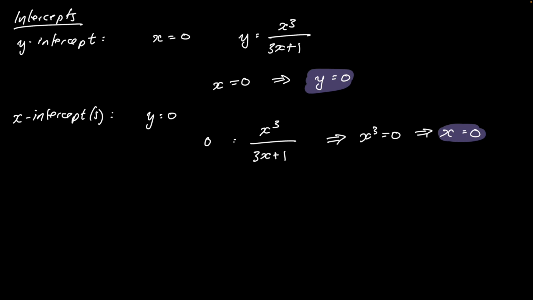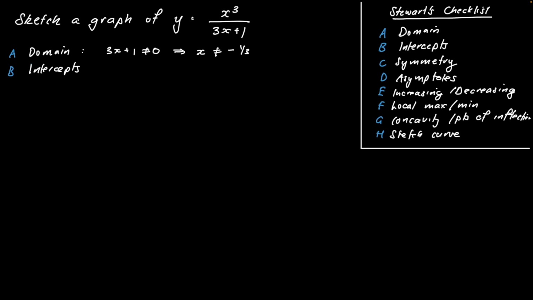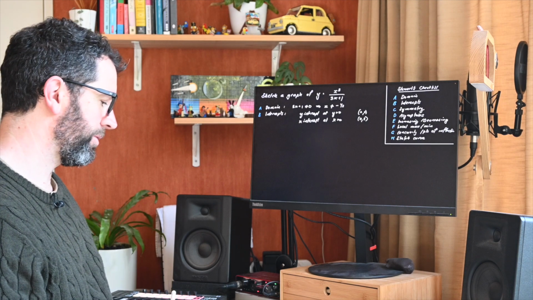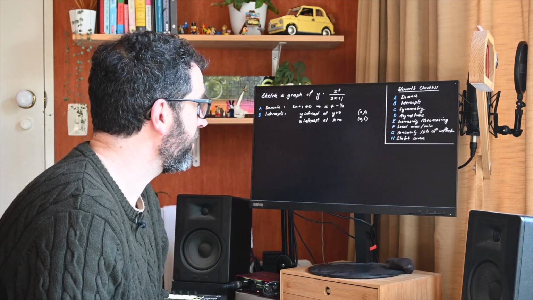So let's transfer that back to the other page. So our y-intercept, y equals 0, is our y-intercept, and our x-intercept. Okay, and so those points are just 0, 0 in both cases. They're the only intercept in our graph. Okay, that brings us back to our checklist as well.